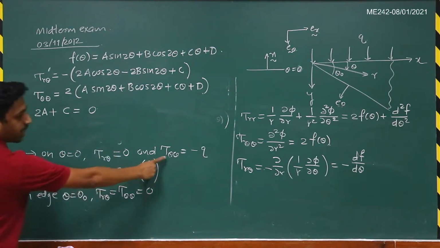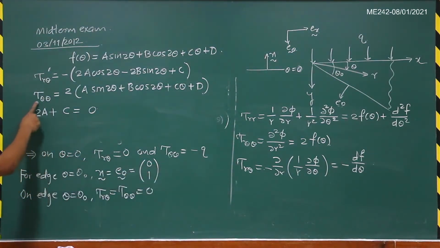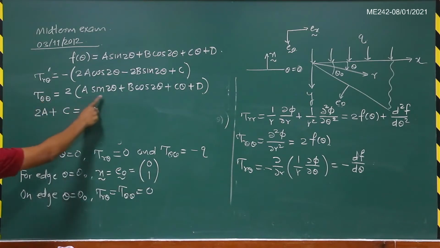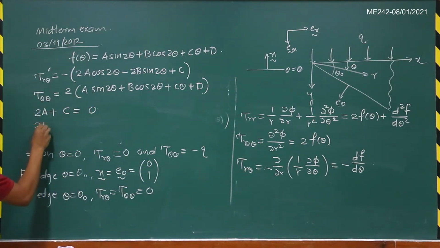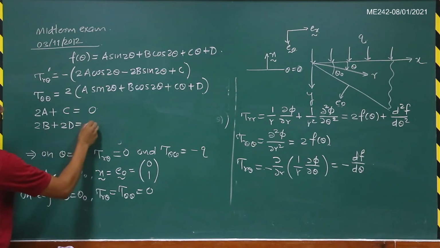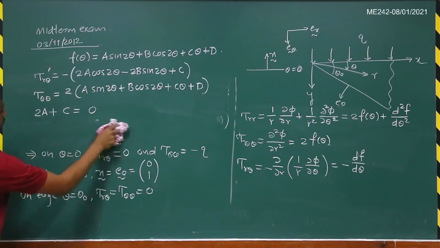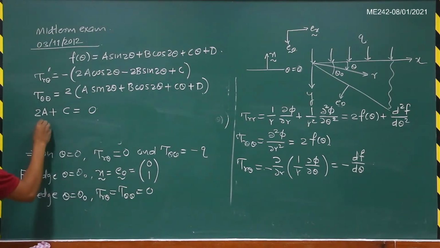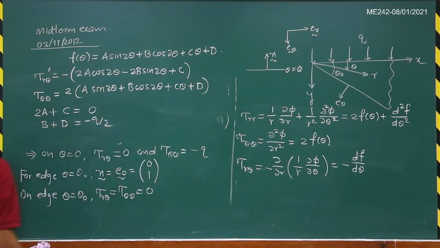Now the second equation is tau theta theta equals to minus q at theta equal to 0. So we put theta equal to 0 in this expression. Theta equal to 0 will contribute from this. So we have got 2b plus 2d equals to minus q. So from this we can simply write this equation as b plus d, which is equal to minus q by 2. So this is the second equation we have got.